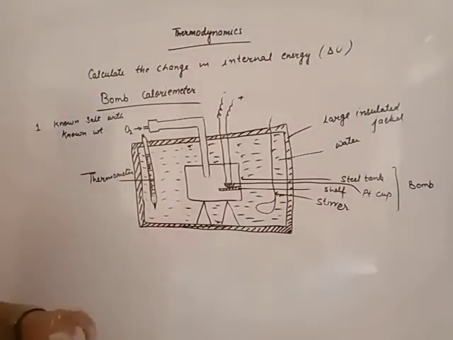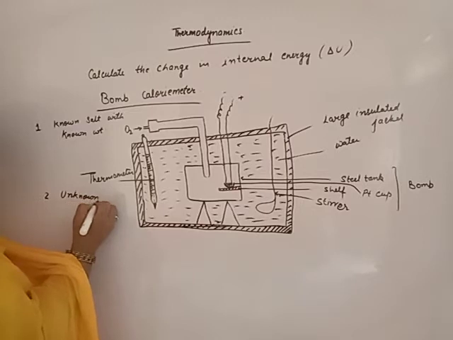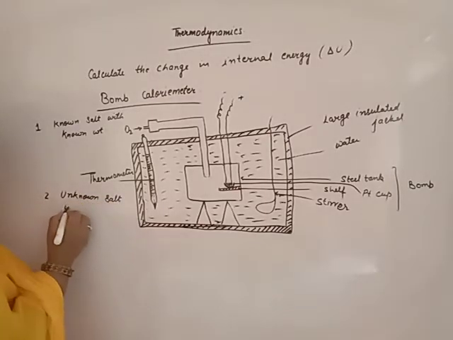Now step 2. Now we will add a substance whose mass is known to us but not its internal energy. Now add the substance whose internal energy is to be calculated in the platinum cup, an unknown salt with known mass.